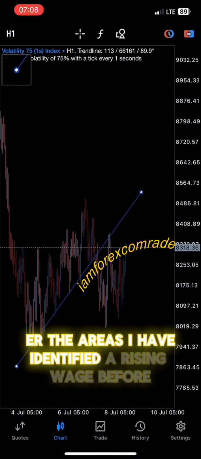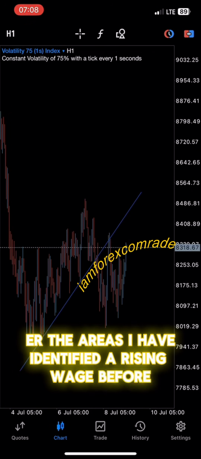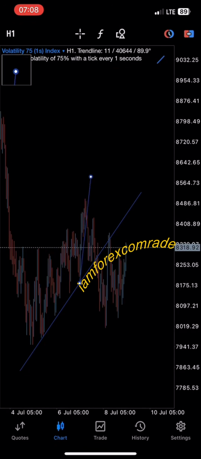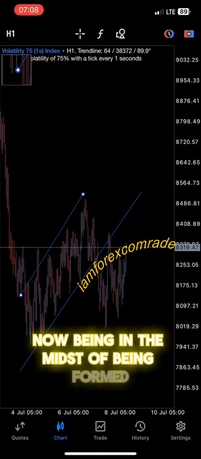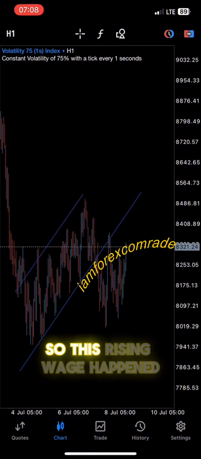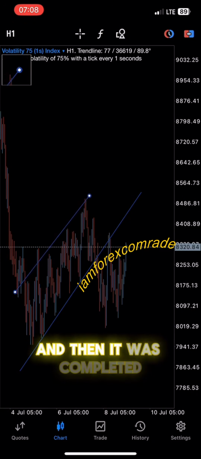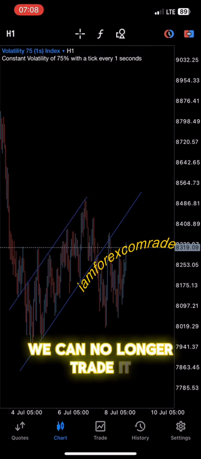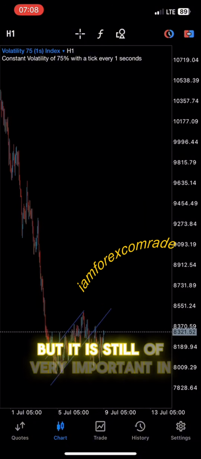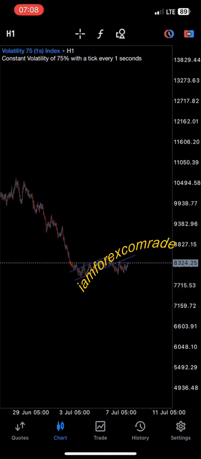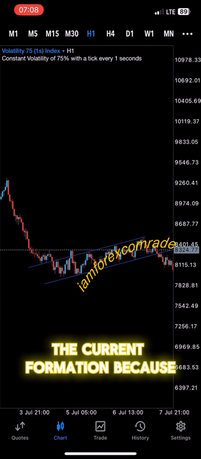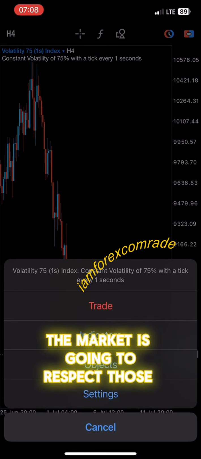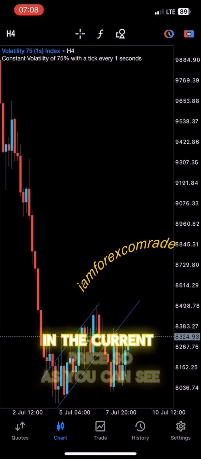I've identified a rising wedge before the current formation that is now being formed. So this rising wedge happened and then it was completed as it was broken to the downside. However, we can no longer trade it, but it is still of great importance in the current formation because the market is going to respect those levels in the current price.